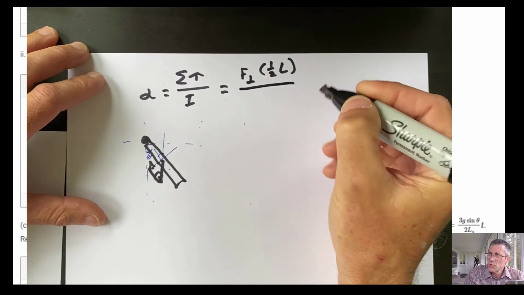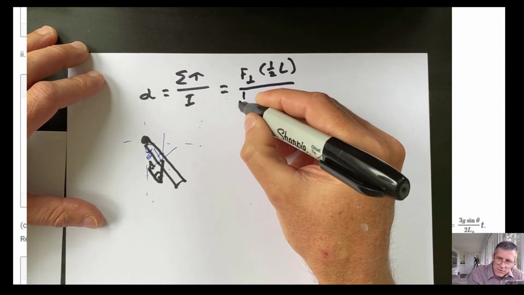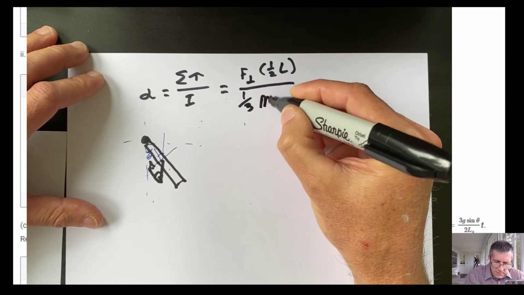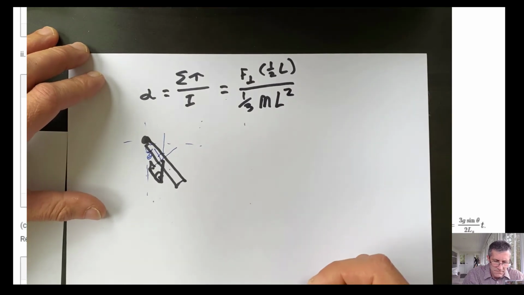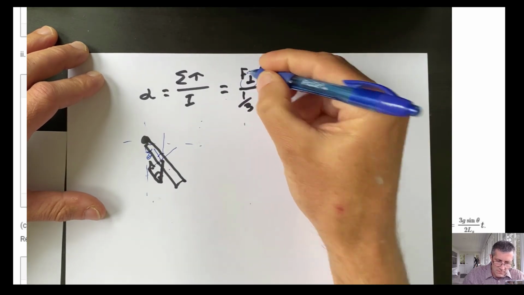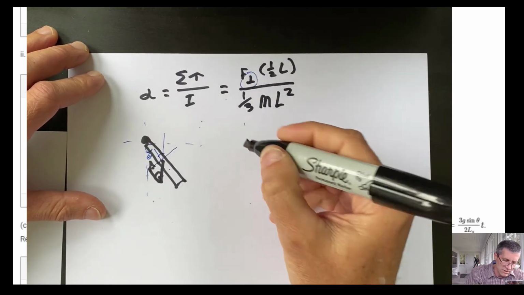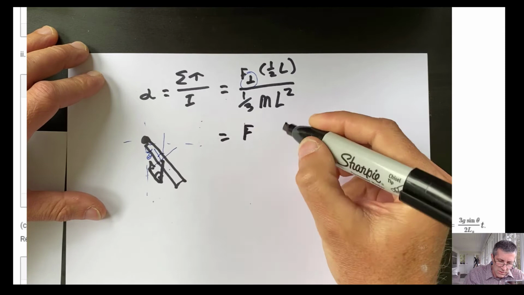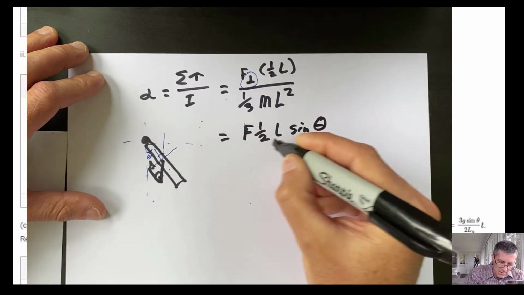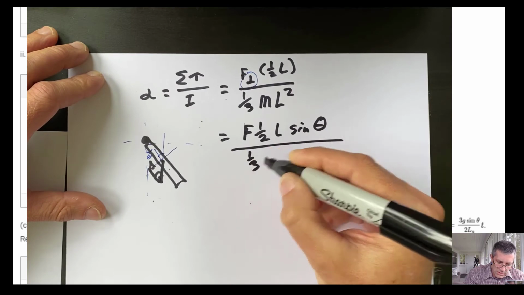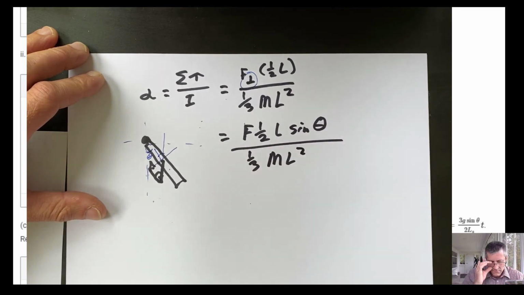Then I divide by the moment of inertia. They tell me the moment of inertia for this is 1/3 mass times the length squared. So the only thing I have to deal with is this perpendicular sine. They're telling me the answer, so I'm just going to plug it in. The torque is going to be mg times 1/2 L times the sine of theta, and divide this by 1/3 ml squared.